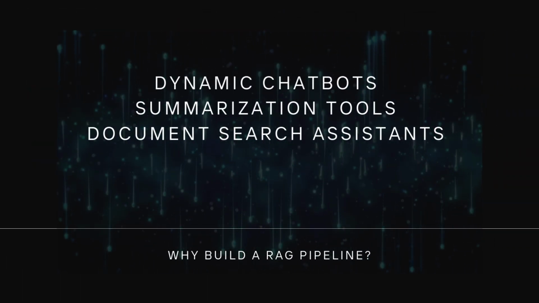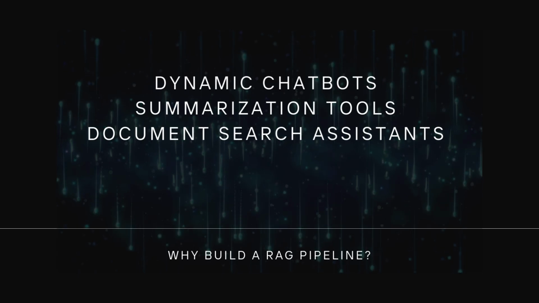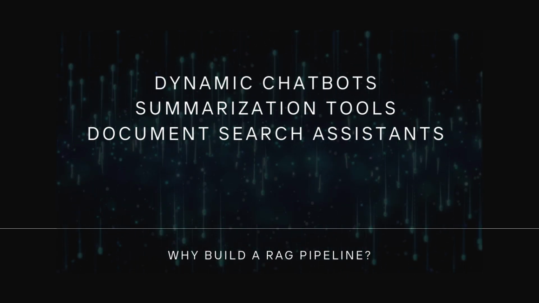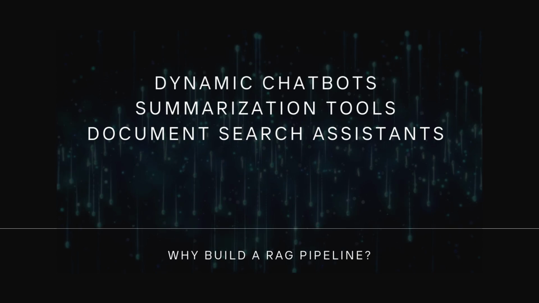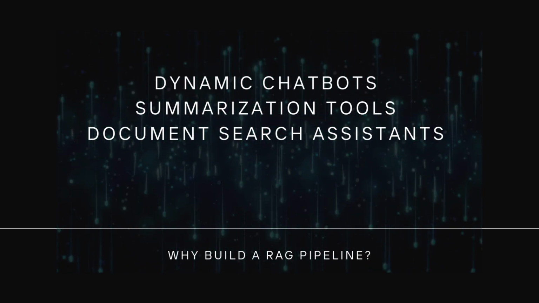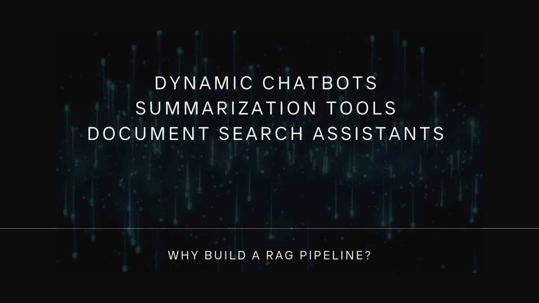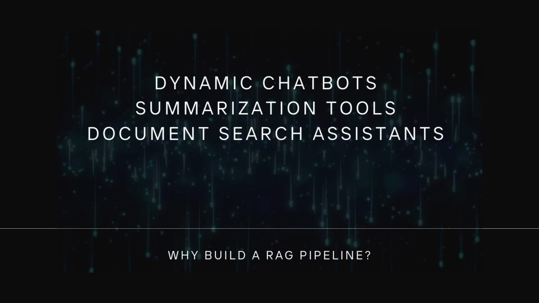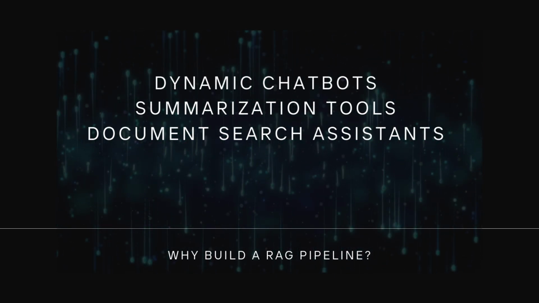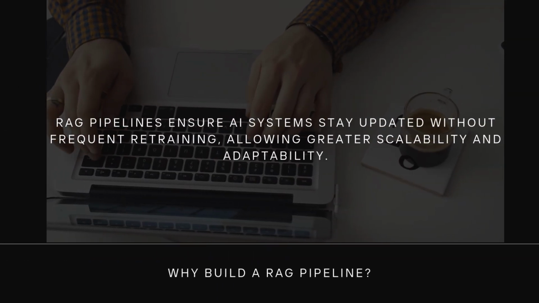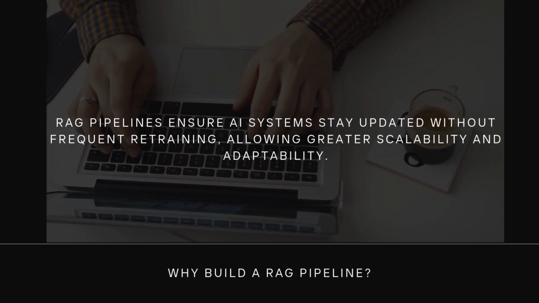Why build a RAG pipeline? RAG pipelines are at the forefront of modern AI applications. By integrating retrieval mechanisms with generative models, they provide more accurate and grounded outputs. This interaction allows AI to fetch external information in real time, enhancing the quality and relevance of generated content. Use cases span industries, from healthcare to legal, providing solutions like dynamic chatbots, summarization tools, and document search assistants. RAG pipelines ensure AI systems stay updated without frequent retraining, allowing greater scalability and adaptability.